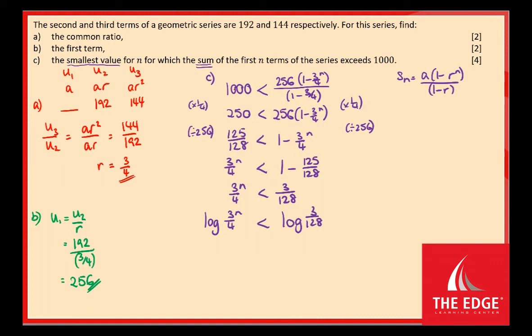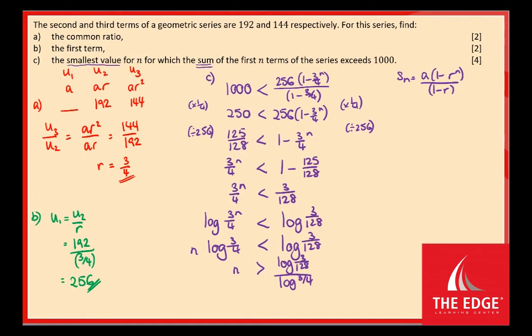So now, remembering your log rules, the exponent in a log actually becomes the coefficient at the front. So I can take it to the front here. And then once you see that, I can divide both sides by log 3/4. Now, when I divide by log 3/4, what you have to know is that log 3/4 is negative. So because you're dividing by a negative, don't forget the sign for your inequality is going to flip. So I end up with n is greater than log of 3 over 128 over log 3/4.